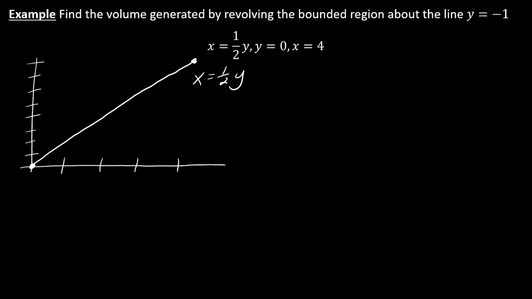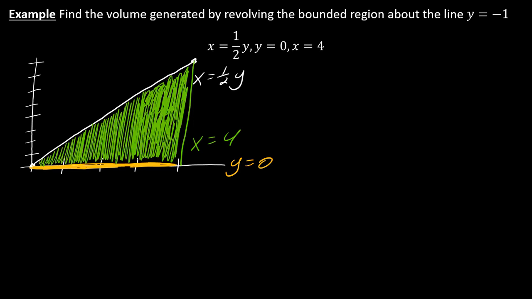Okay, so first of all, we want to draw our region. I have my x equals 1/2, and I've got my x equals 4 and my y equals 0. So we have this little triangular shaped region. This is what I'm going to be rotating. And my line y equals -1. Where is that? That falls underneath.